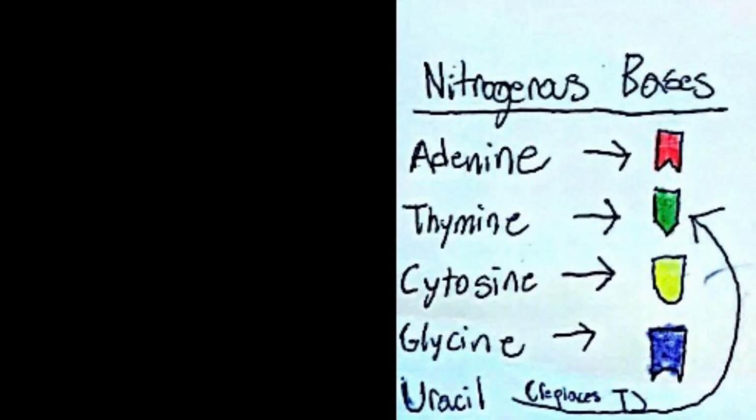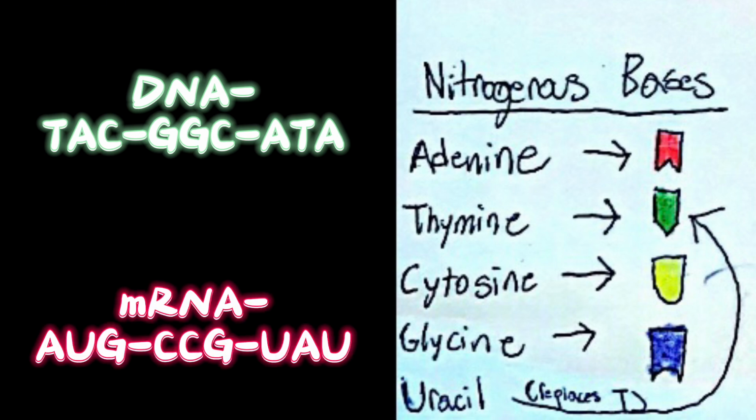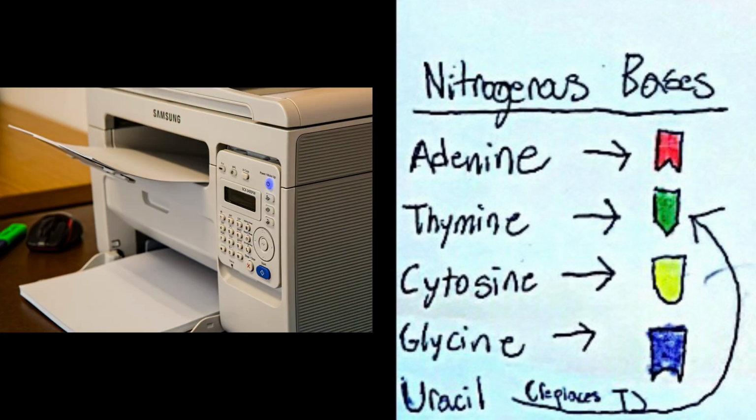In RNA, adenine pairs with uracil instead of thymine. If the DNA sequence reads TAC, GGC, ATA, the mRNA sequence will be AUG, CCG, UAU. Think of RNA polymerase as a copy machine. It takes the original DNA instructions and creates an RNA copy that will be sent out to the ribosome.